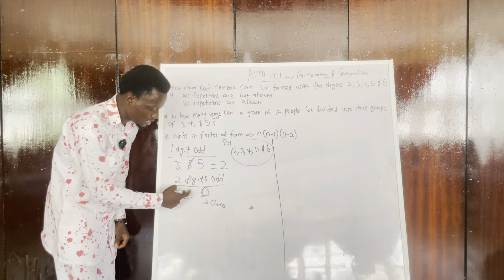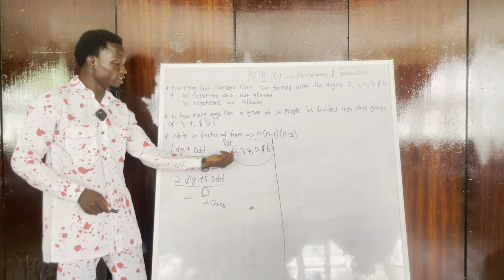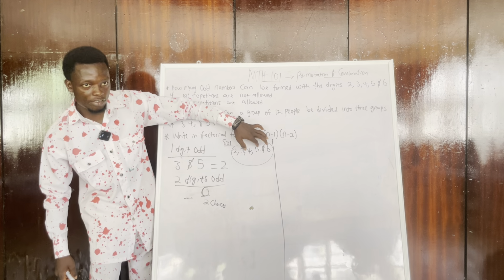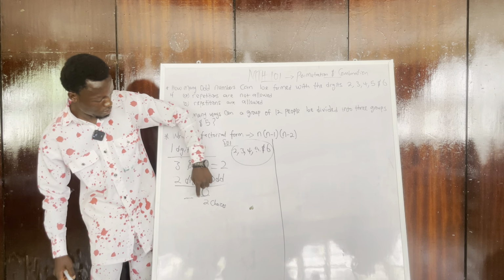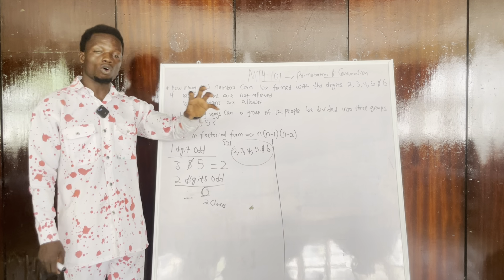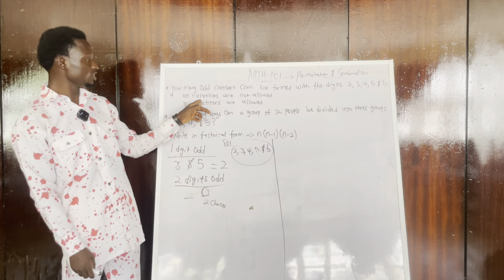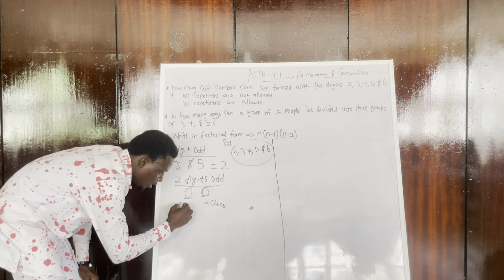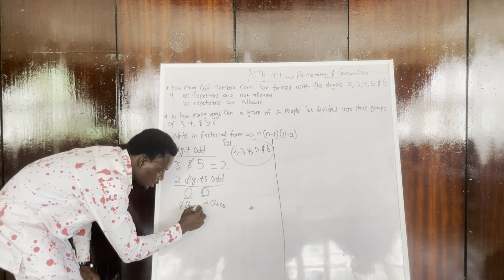Now to fill the first digit, how many choices do we have to pick from? To fill the last digit, we only have 3 and 5 to pick from, which are 2 choices. Now to fill the first digit, how many choices do we have? We have just 4. Why? Because we've used one before. The condition is no repetition. We can't repeat a number again. So to fill this one, we have 4 choices.